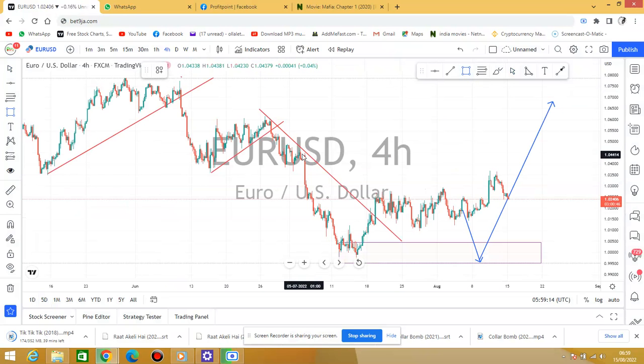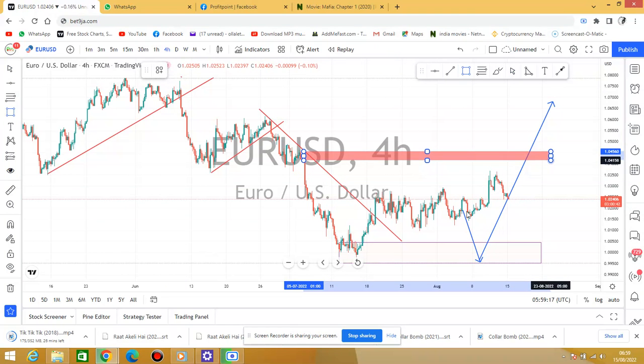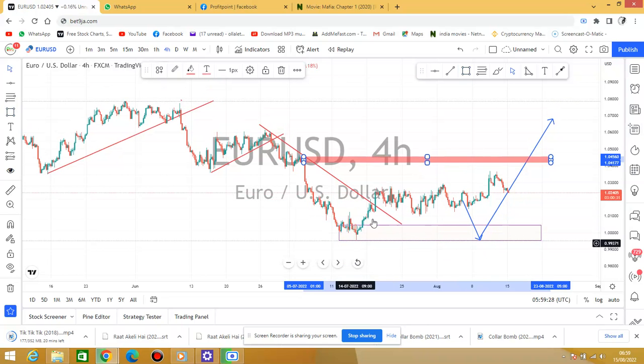Now let's see here. I'm expecting the price to drop down here again. This is where I focus on this level. I focus on breakouts. The price broke this trend line up.